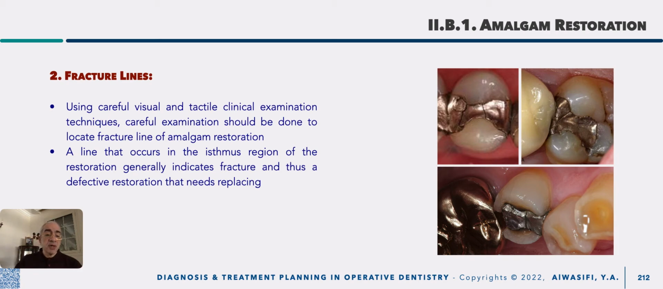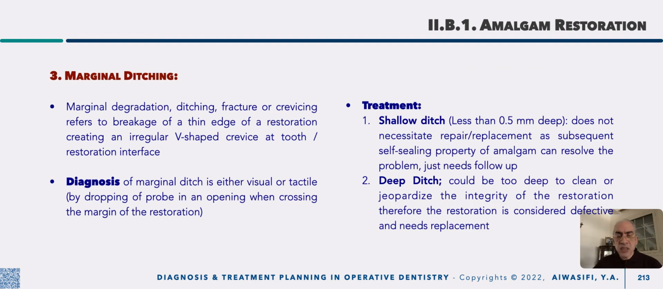Okay, that's why it could be examined visually or by tactile examination with a sharp explorer, okay, or by using any magnification, including loupes or microscopes. Okay, you will find a line mostly at the isthmus portion for compound cavities, and this indicates total replacement. No way you should avoid replacing your amalgam restoration.